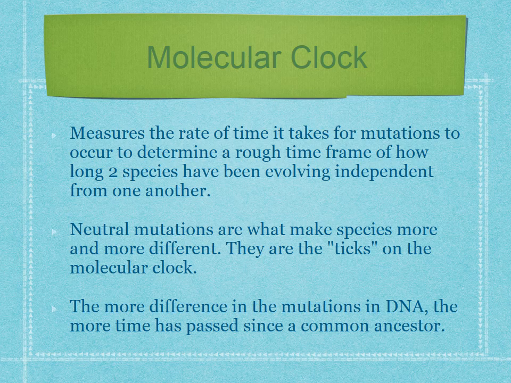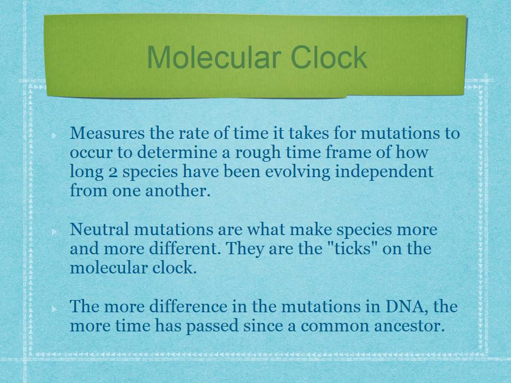So neutral mutations are what make species more different from one another. And those are what we call the ticks on the molecular clock. If you don't know what a tick is, look at an old-fashioned clock. Every time the little second hand moves, that's considered a tick. They call it a tick because usually the second hand is not on some clocks, and if you look at the minute hand, it almost looks to rock back and forth like a little tick.